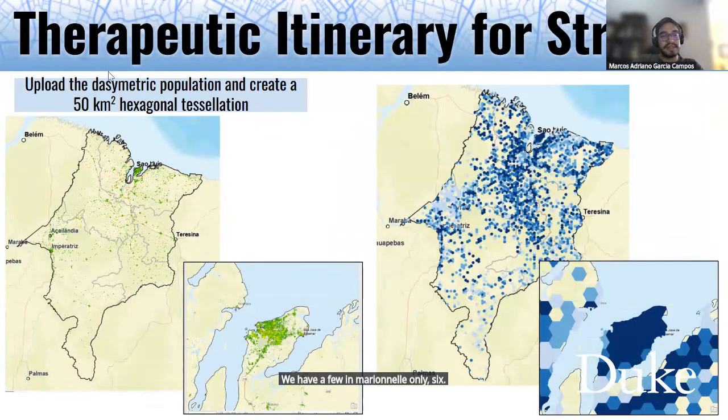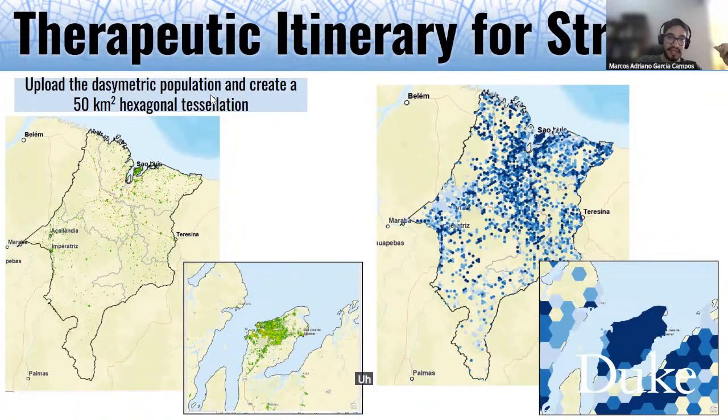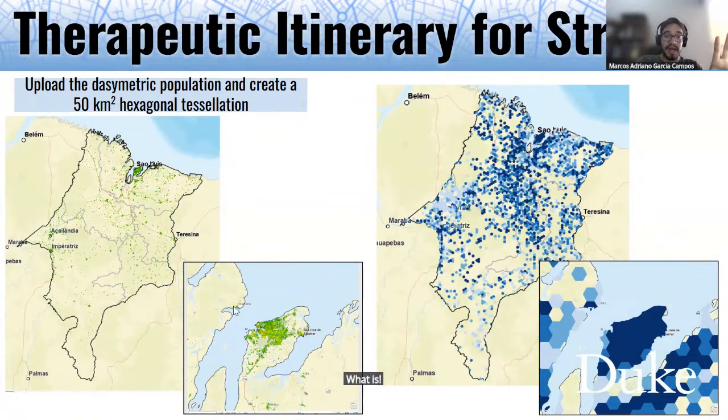And the next step is to upload the medical population, which I took from WorldPop, and create a 15 kilometer square hexagonal selection. What is this? So let's concentrate on the first two images, figures.